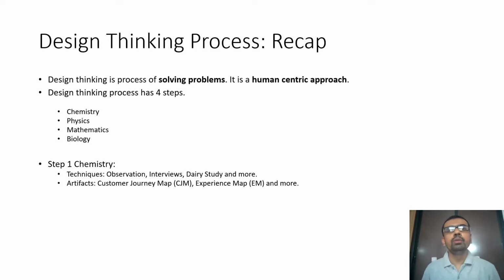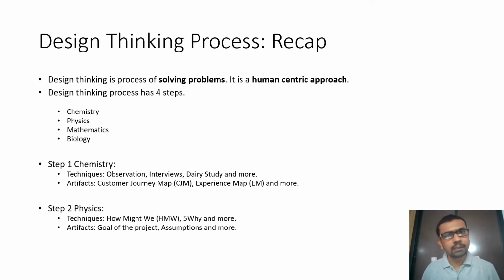Now we used those in the second step, which is called physics. We use those artifacts and we use techniques on the physics side, like how might we and 5 whys. There are many techniques, but we use those tools and we prepare other artifacts for that step, and those are the assumptions list, constraint list and goal of the project, meaning the analysis documents that we prepared in the physics step.